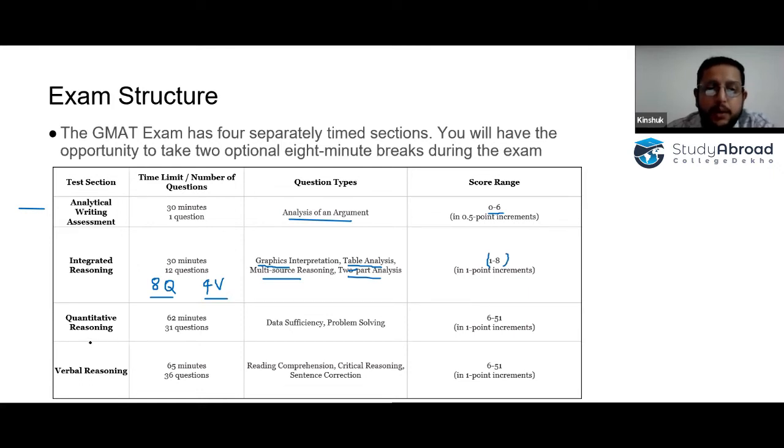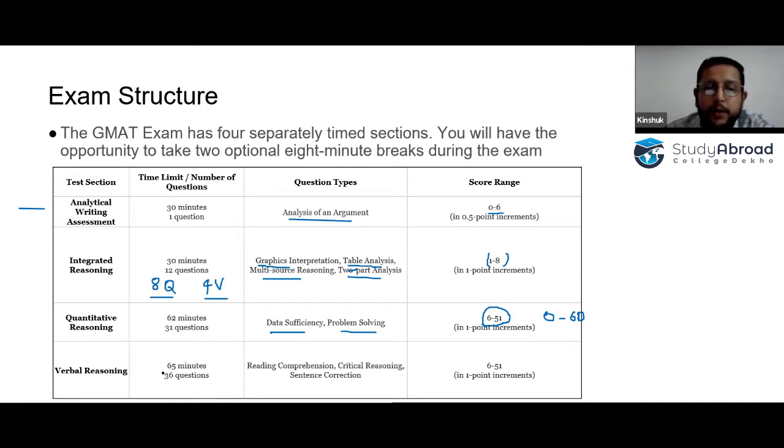If we talk about the quantitative reasoning part, you have 62 minutes and 31 questions. These are basically your data sufficiency and problem solving. We discussed this already. The lowest possible score you can get is 6 and the highest possible score is 51. Though they say that the score range is 0 to 61, they have a specific algorithm, and due to that algorithm, no one scores less than 6 and no one scores more than 51, right? The same is valid for the verbal part also.